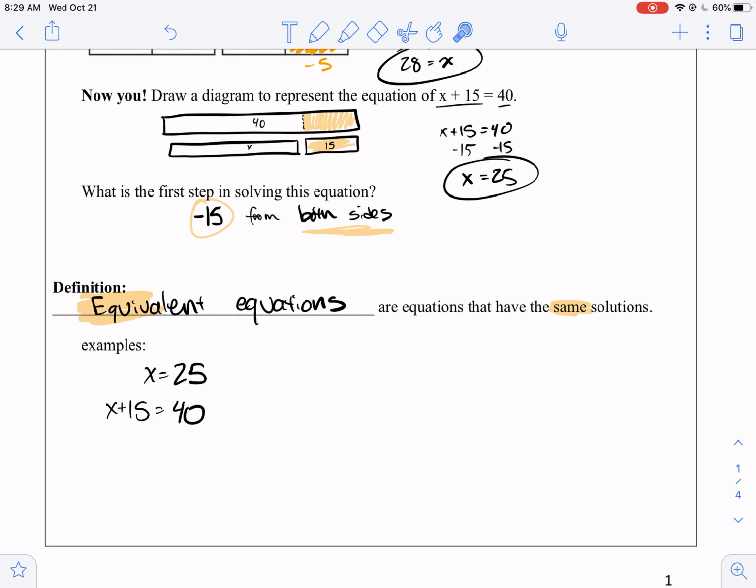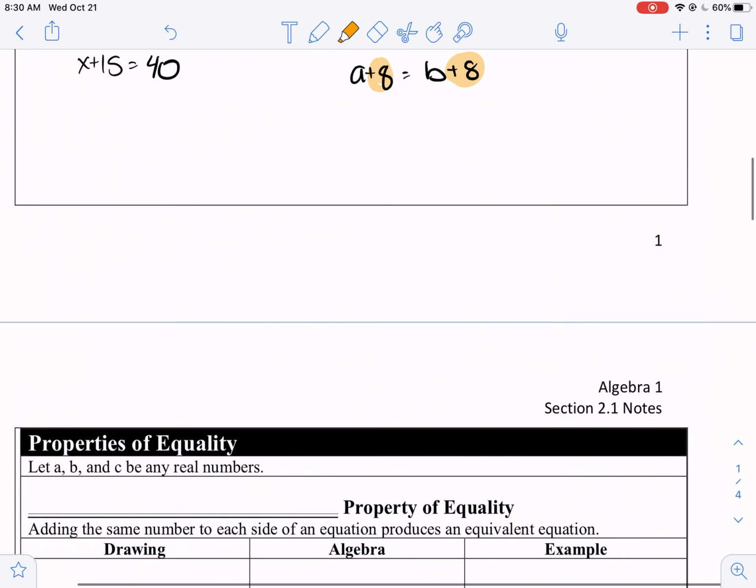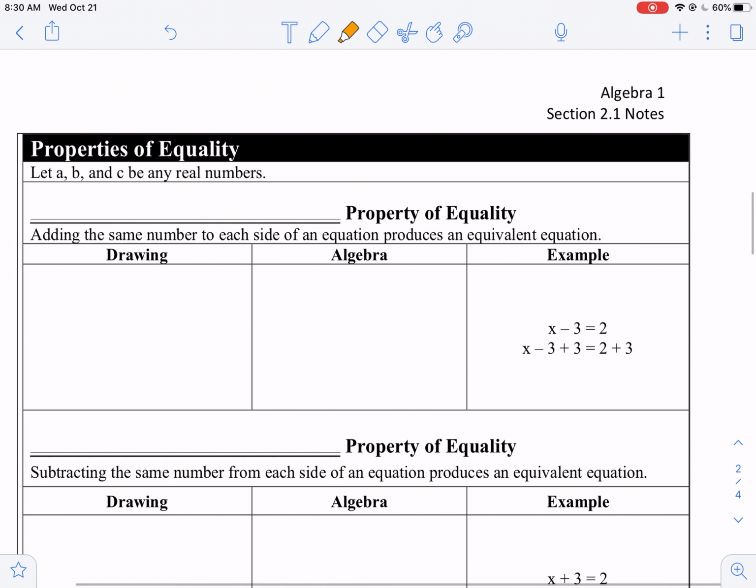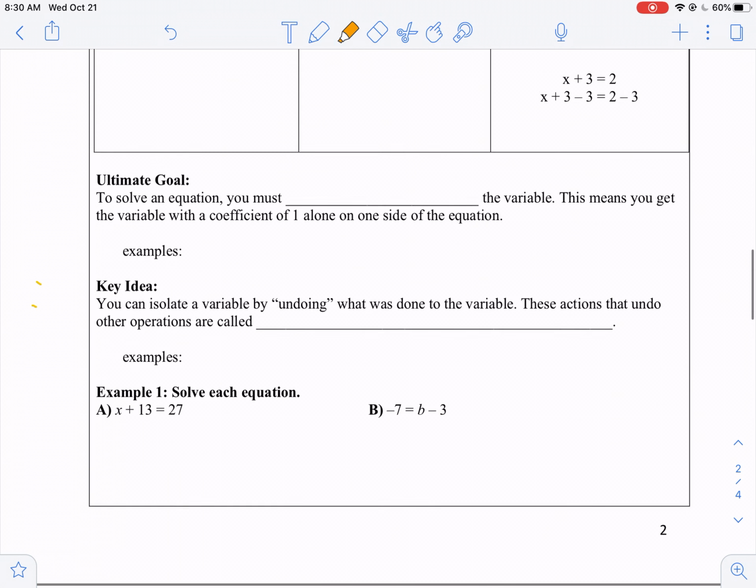Another equivalent equation is if you have any number equal to another number and you add 8 to both sides. You have a plus 8 equals b plus 8. So long as a equals b, if you do the same thing to both sides of the equal sign, they're going to be equal to each other. And that brings us into the properties of equality. We're going to do 4 today.